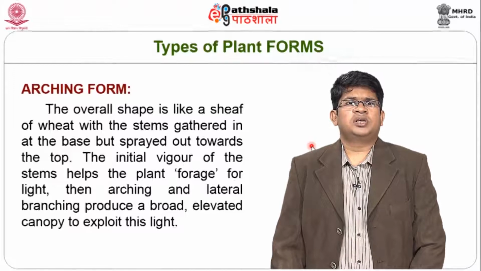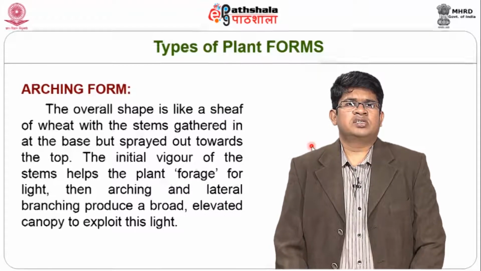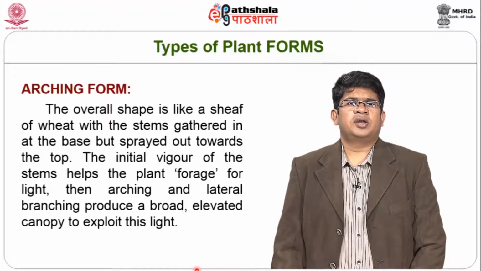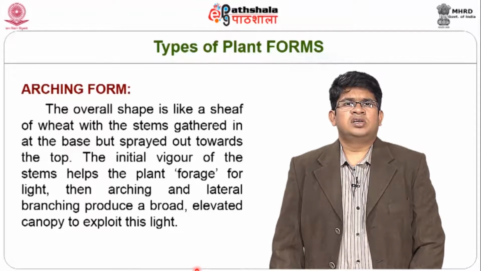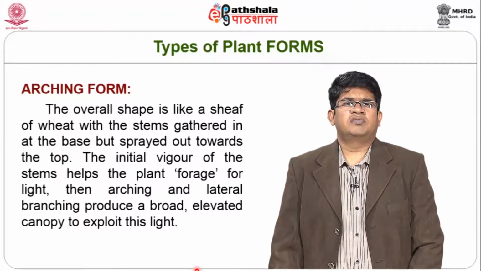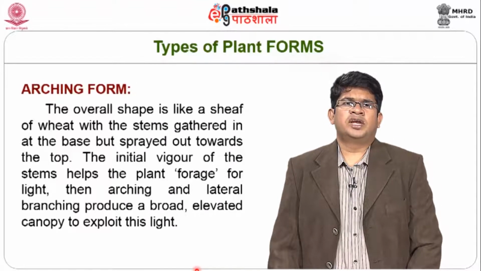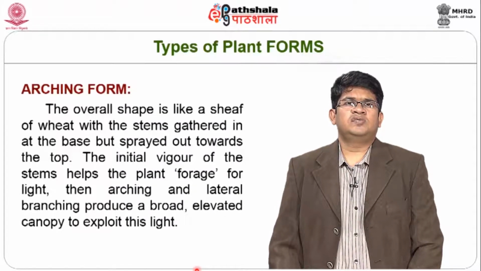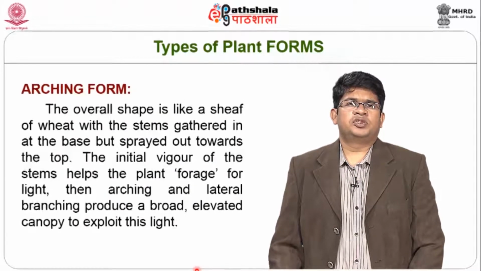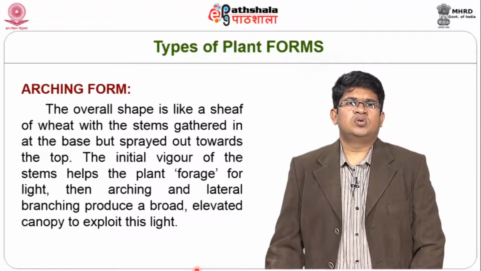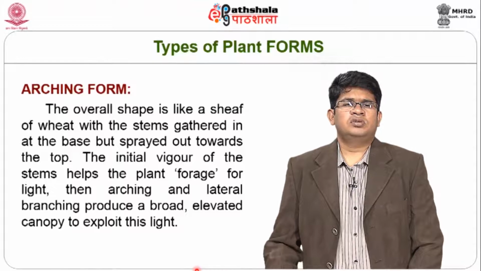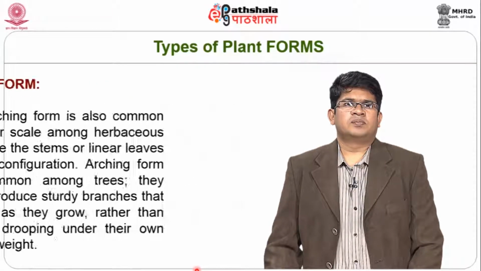So, the overall shape is like a sheaf of wheat with the stems gathered in at the base, but straight out towards the top. The initial vigor of the stems helps the plant forage for light, then arching and lateral branching produce a broad elevated canopy to exploit its light. So, you can see it is more like a sheaf of wheat which shoots up and then arches over. So, it is like a spray out towards the top. So, it gives more light at the lower level.